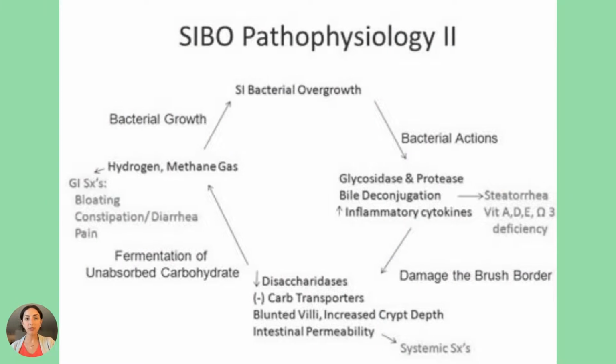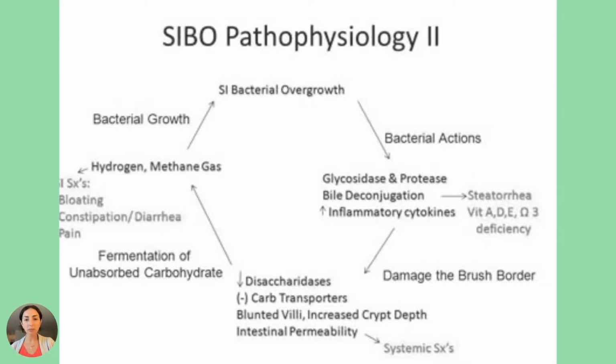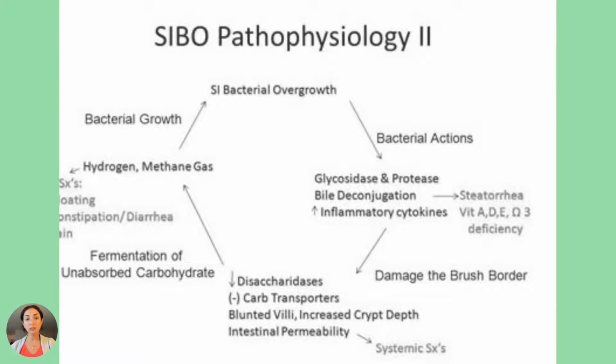We also have here on the right side, we can see that there's fat malabsorption. That could lead to deficiencies in fat soluble vitamins like vitamin A, D, E, omega-3 fatty acids. We have bile acid deconjugation. Basically that just means that bacteria don't like bile, so they denature it, and then you have a harder time digesting your fats. We also have increased inflammatory cytokines, which basically means that we have a cascade of an inflammatory reaction going on. We have damage to the brush border, you see on the bottom right here, which basically means the villi in your intestine actually get damaged.